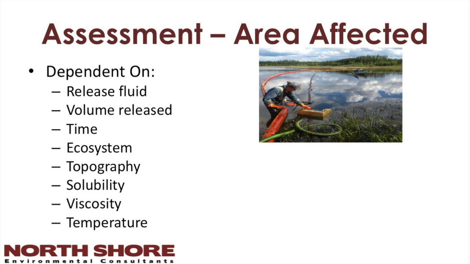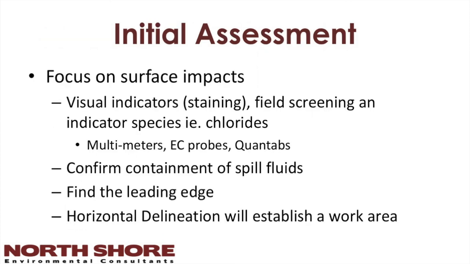A spill that happens in January at minus 30 is not necessarily going to travel as far as that same spill happening in July at plus 30. So keep all that in mind and use it when you're starting your assessment to figure out how big the spill has gotten. The initial assessment is boots on the ground, trying to figure out how big this thing has gotten. So you need to just focus on surface impacts. Don't get too crazy about figuring out what happened 15 meters down. You need to figure out how big and how far this thing has gotten. So focus on the surface.